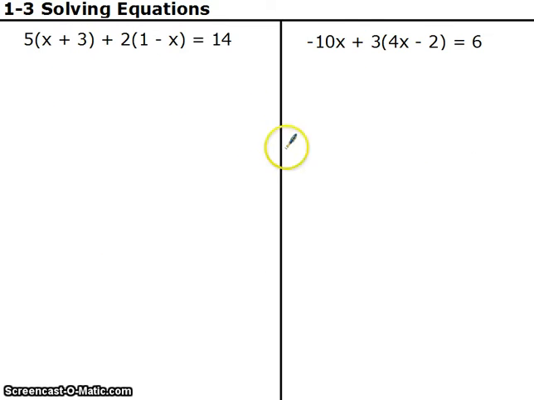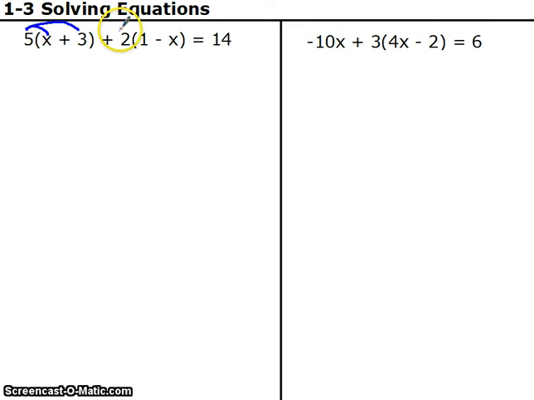All right, let's try a couple that have some multiple steps involved. This is also going to use some of the properties that we talked about in our last lesson. Okay, so we've got 5 times x plus 3. Remember the distributive property. If we have a number outside the parentheses, we can distribute it and multiply it to both those things.